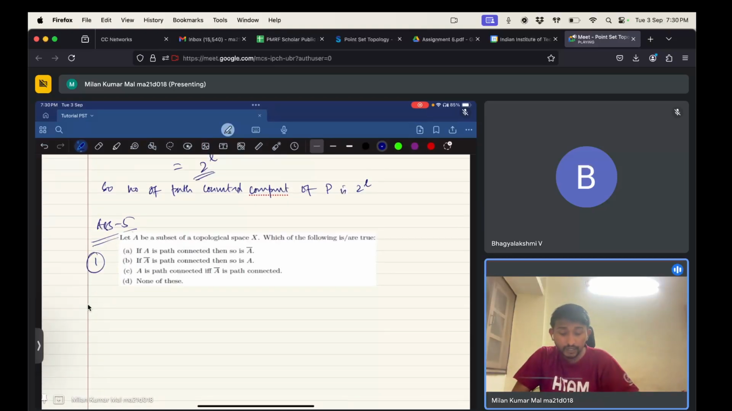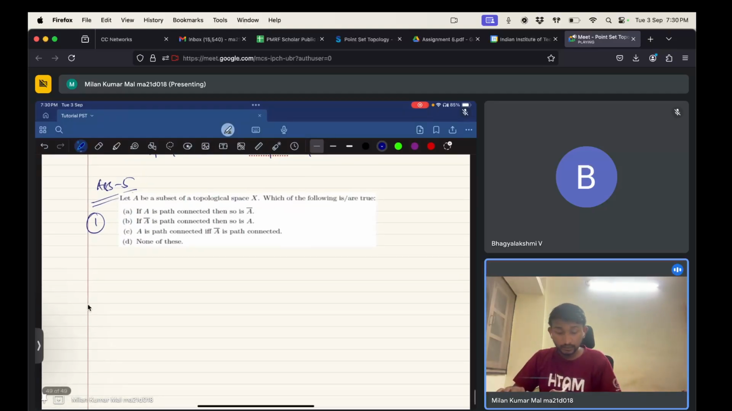It says: let A be a subset of a topological space X; which of the following is or are true? If A is path connected, then so is A closure. If A closure is path connected, then so is A. A is path connected if and only if A closure A bar is path connected. In the last problem, the correct option was this one. These others are not correct.